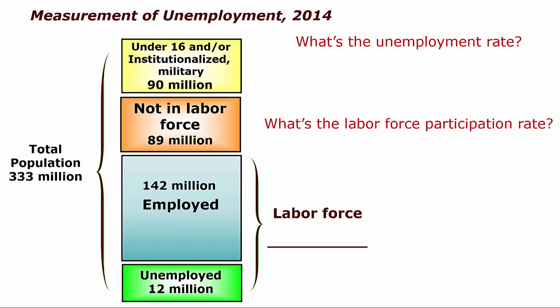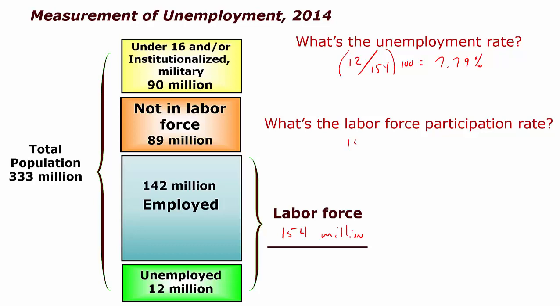Alright, you're back. Good. So the labor force is just the 142 plus the 12 million, so 154 million is our labor force. Okay? The unemployment rate is going to be 12 divided by the 154 million times 100. So what is that? I think I got 7.79%.